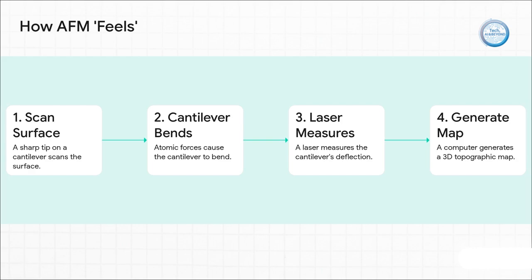This is huge because it means we can look at samples in their natural environment. We can image biological things, like DNA or even living cells as they function in a liquid. You can literally watch biology happen in real time. And you're right, it's so much more than a mapping tool. You can change the tip to measure all sorts of things. You can poke the surface to measure stiffness or use a conductive tip to map out electrical properties. It's an incredibly versatile instrument.